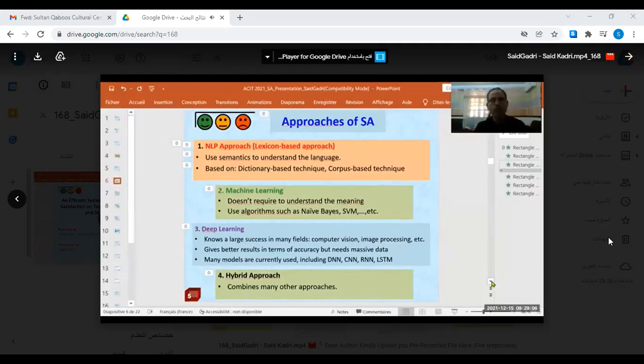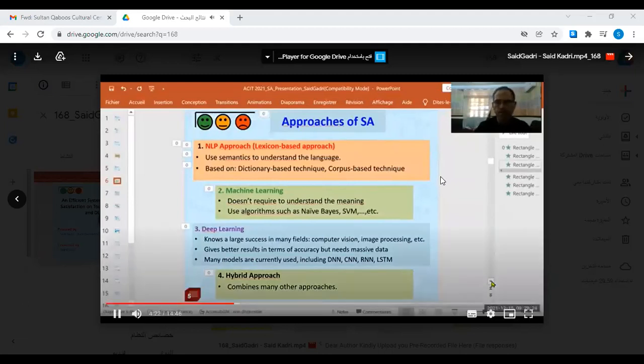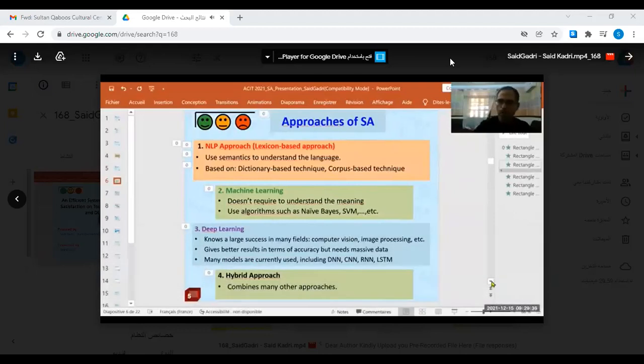Third approach is the deep learning. It is a modern approach. It has known large success in many fields such as computer vision and image processing. This approach gives better results in terms of accuracy, and we have currently many models which are used, such as DNN, CNN, RNN, and LSTM. And fourth, the hybrid approach, which combines many other approaches.